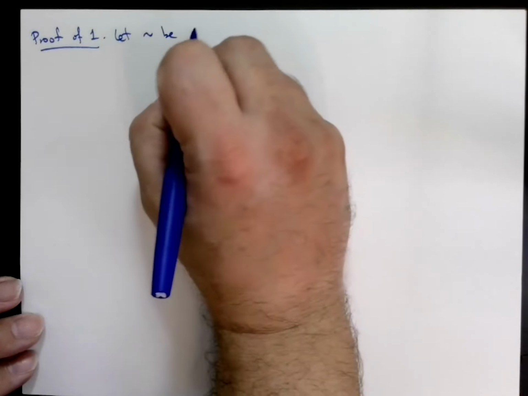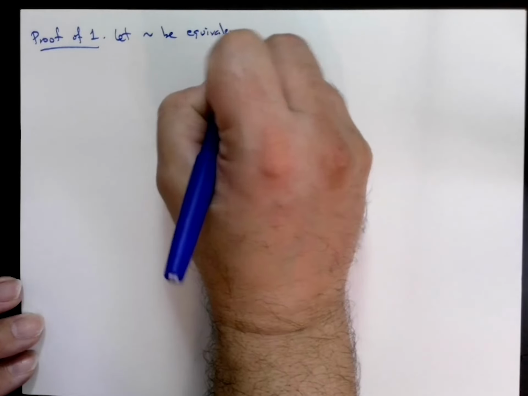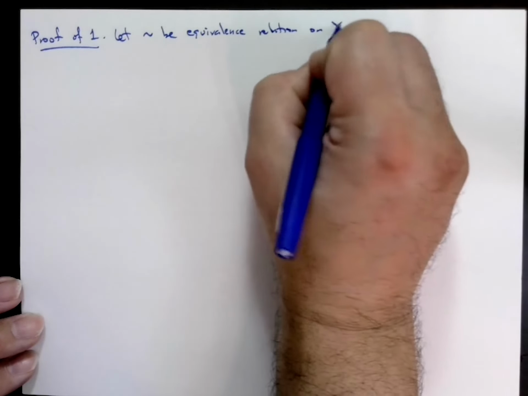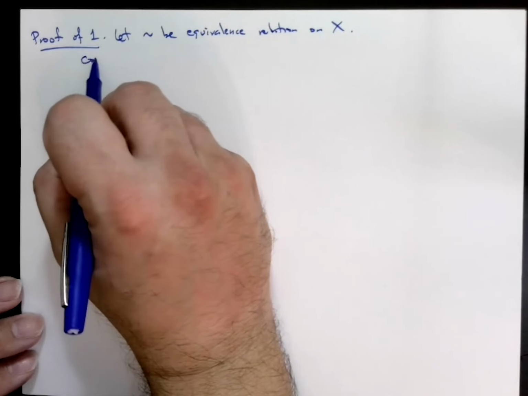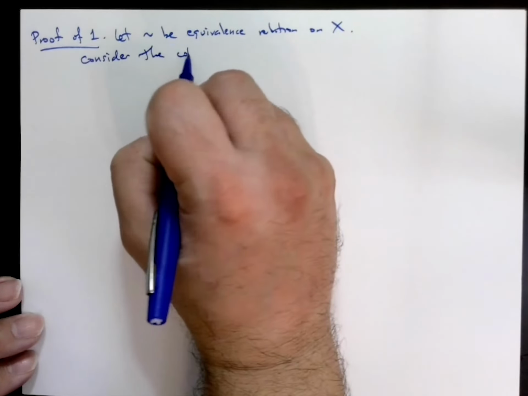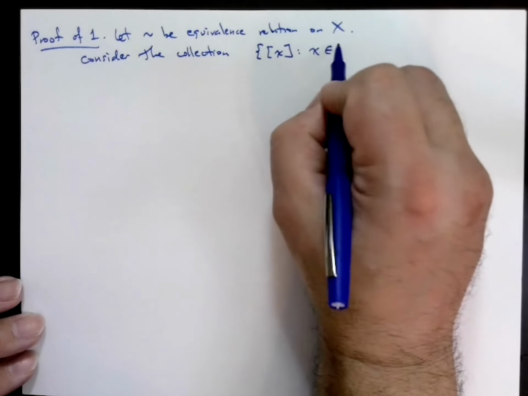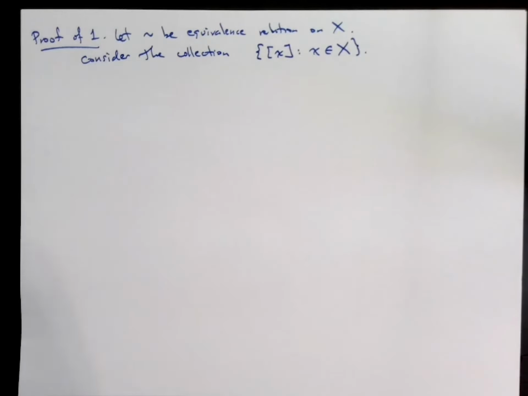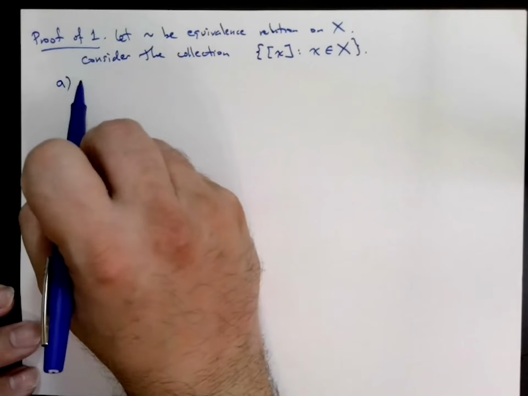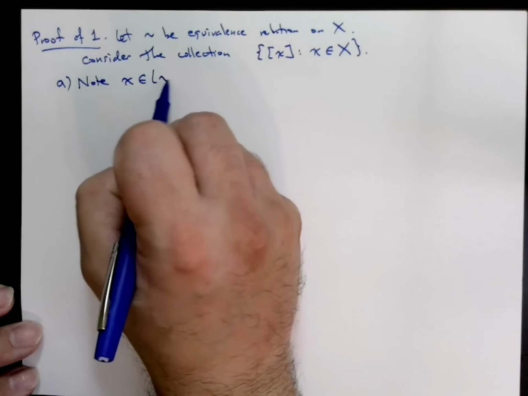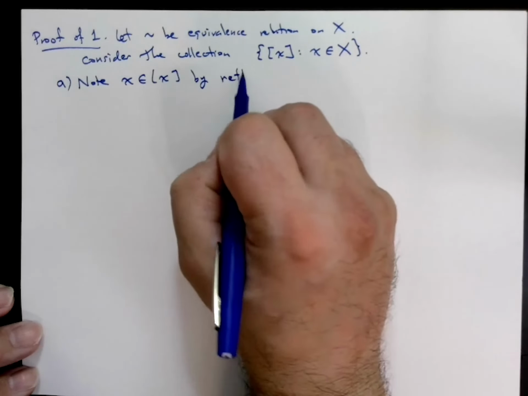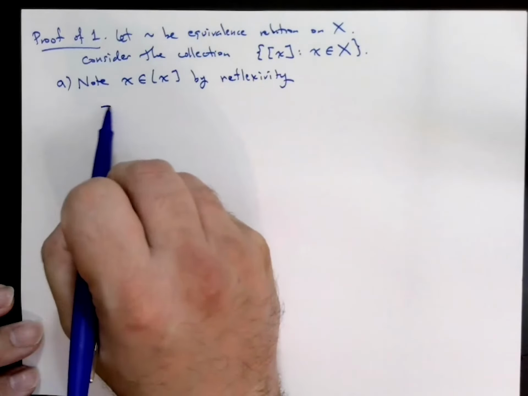Let's assume that we have an equivalence relation on the set X, and now consider the collection of all equivalence classes on the set X. First note that x is in the equivalence class corresponding to x by reflexivity. That means every point x is in some equivalence class. Therefore, the union of the equivalence classes covers the whole set.